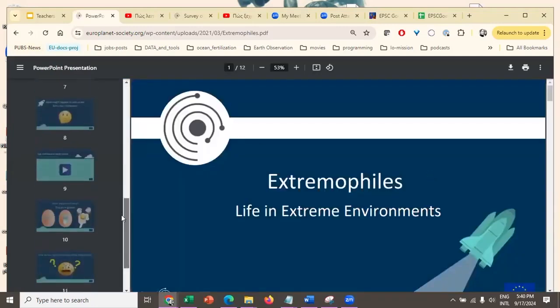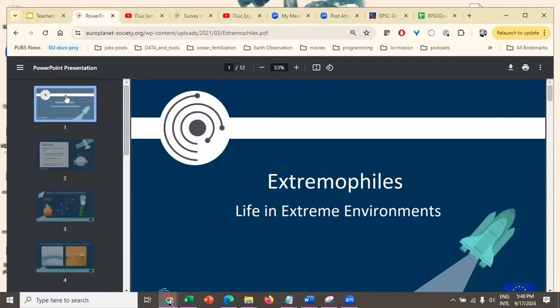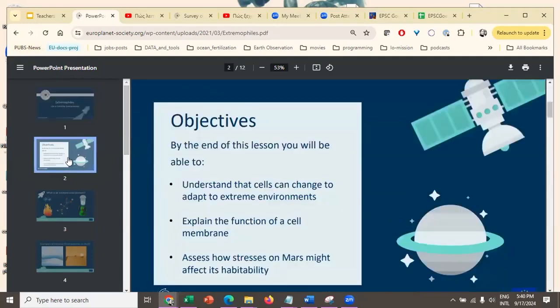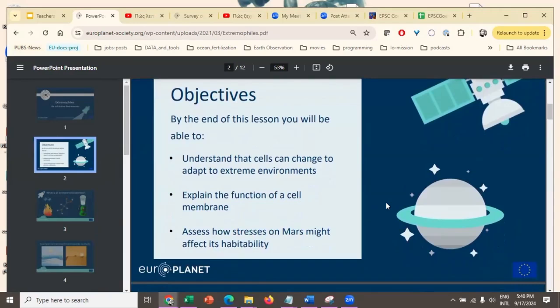There are not many slides each. We're looking at about 12 slides, 13 slides. So the extremophiles are going to be talking about life in extreme environments. We start with the objectives. For example, I'm going to show just this one example. You can explain the function of a cell membrane. We can introduce saying that the cells can change to adapt to extreme environments. And we can assess what the stresses of Mars are. What are the environmental stresses for life? What are the challenges it has to pass?